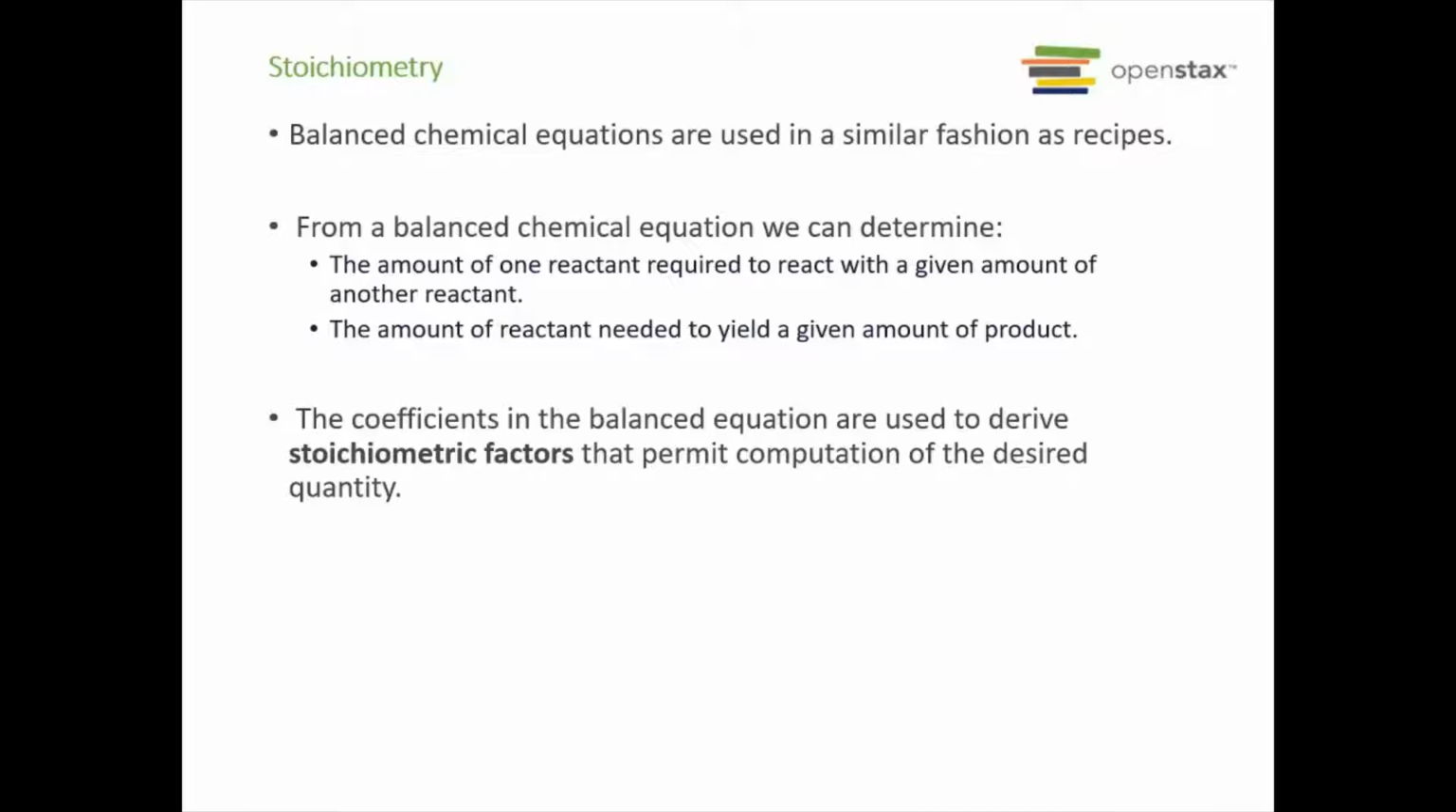This is really similar to a balanced chemical equation because it can tell you the amount of one reactant that we need to react with a given amount of another reactant, how much reactant you need to make a certain amount of product, how much product you can make from a certain amount of a reactant, how much of one product you make when you know the amount of the other product, and all these other kinds of things. Okay? So these coefficients give us stoichiometric factors, and that's just the numbers in front of each chemical compound.